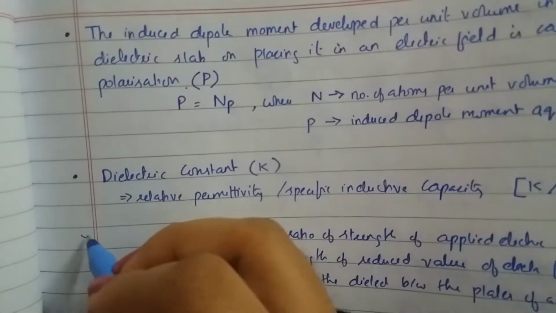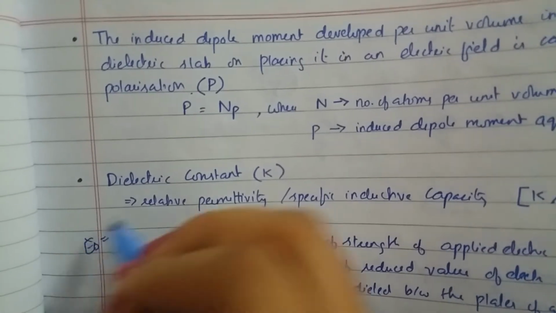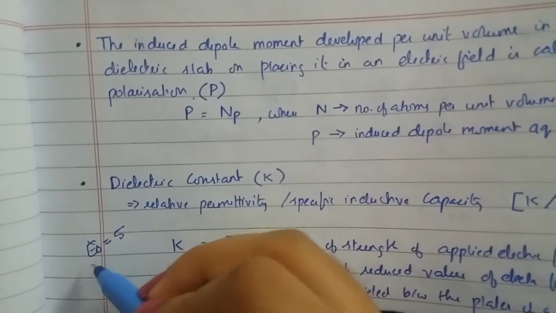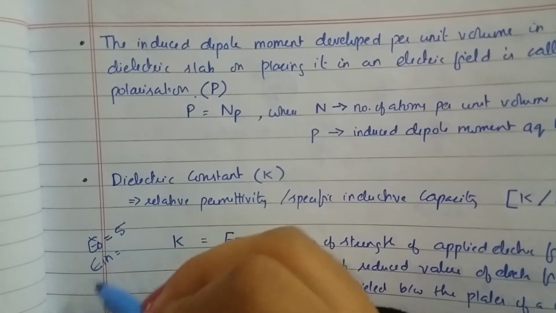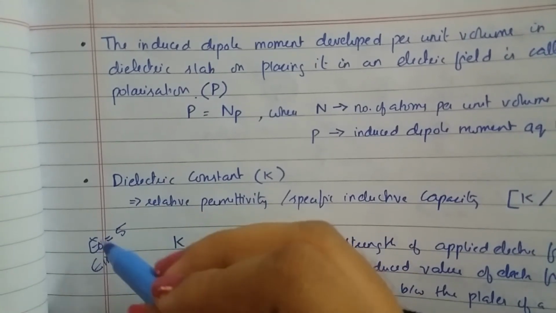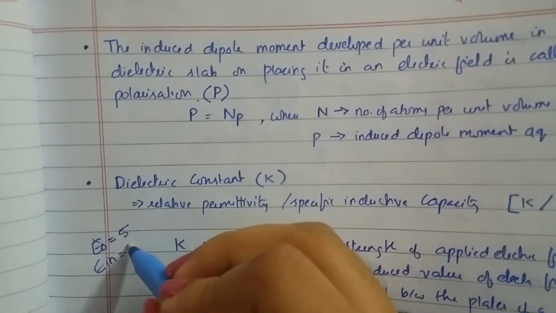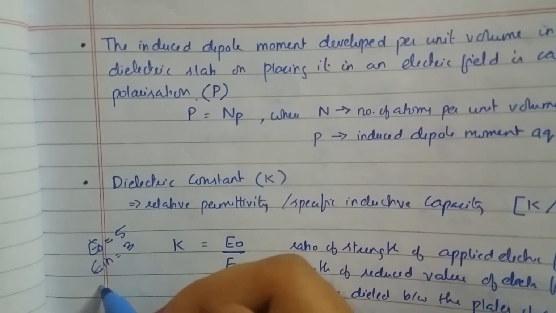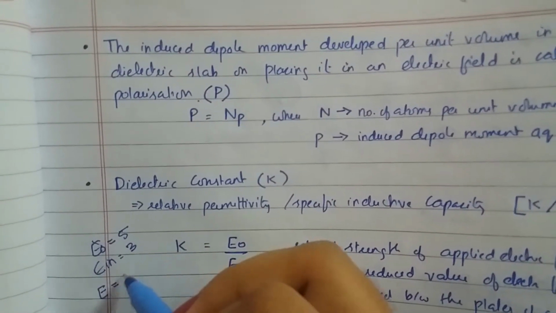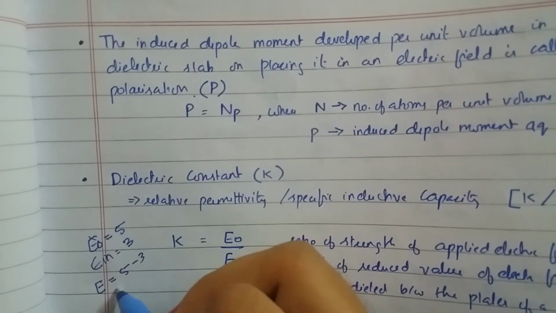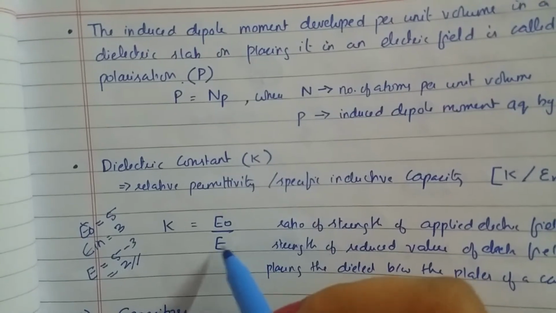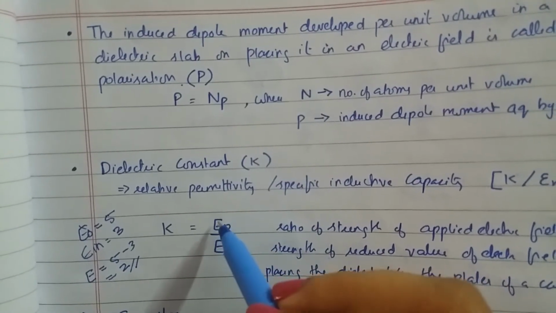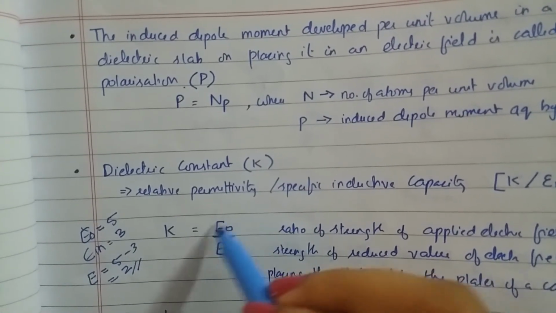If E0 is, let it be, 5, then E in will always be less than 5, because we saw that E in will be less than E0. So let it be 3. What will E be? E will be 5 minus 3, so the value is 2. So E is always less than E0.